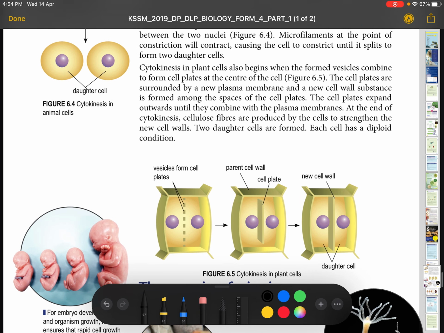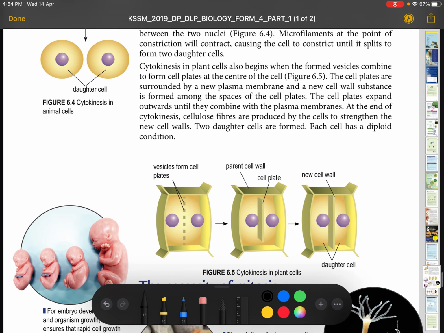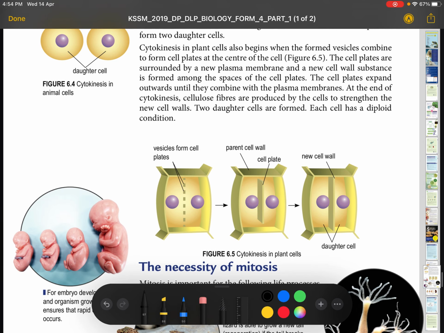For cytokinesis in plant cells, the vesicles form cell plates at the center of the cell. So the plant cell contains vesicles, and then they form cell plates at the middle. And then this cell plate is surrounded by a new plasma membrane. And at this plasma membrane, it will form a new cell wall. So this cell plate starts from here, and then it gets bigger and bigger until it completely covers it.